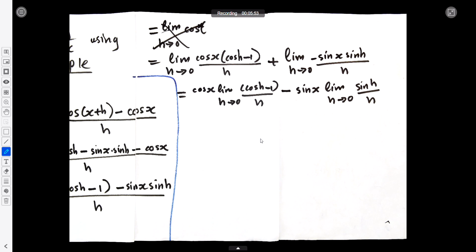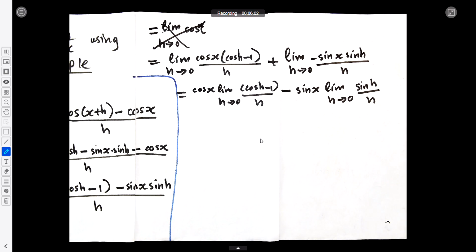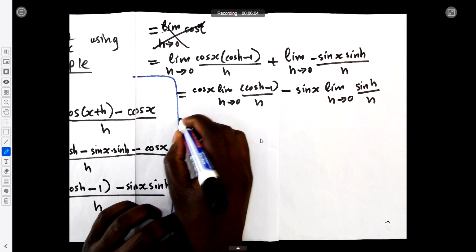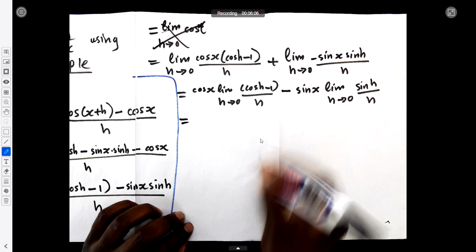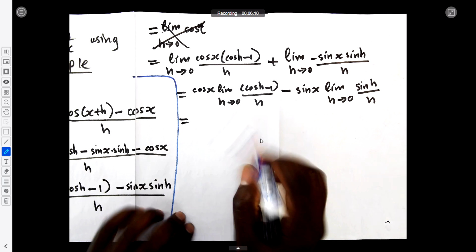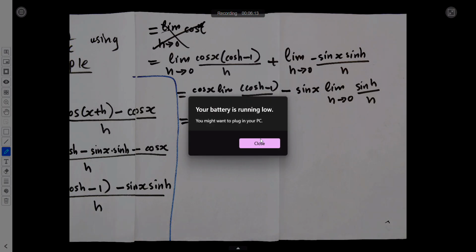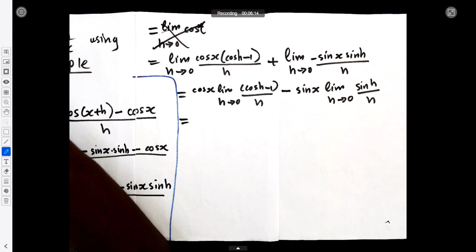So what do we do? We try and apply L'Hopital's rule. The answer will be equal to, when you apply L'Hopital's rule, you have to differentiate the numerator and denominator in terms of h.